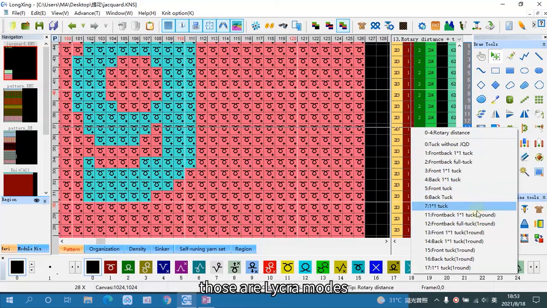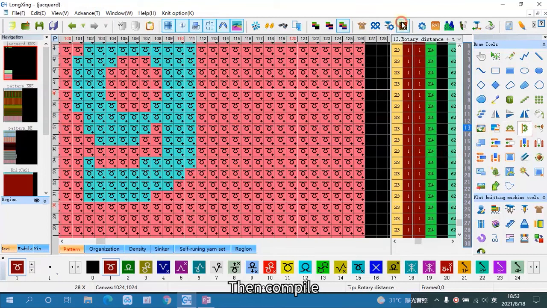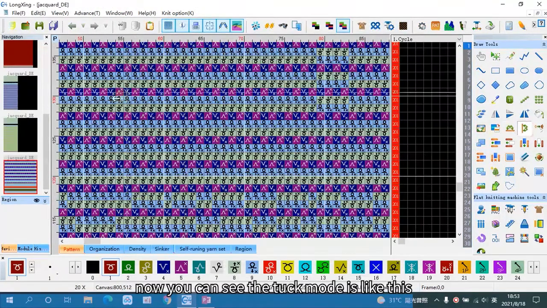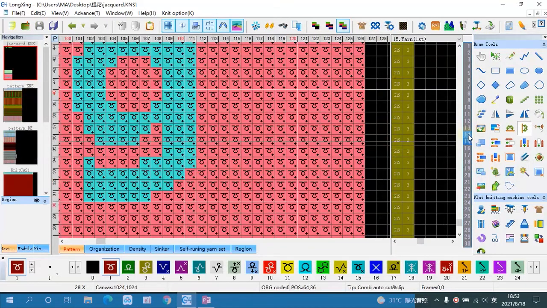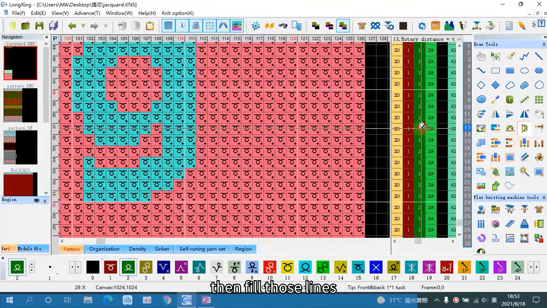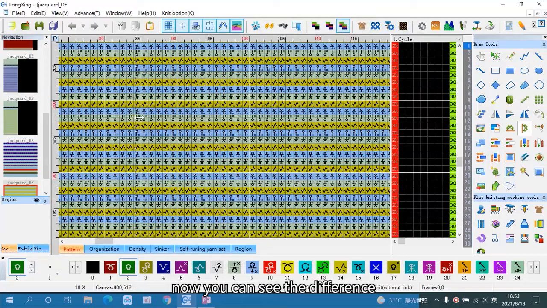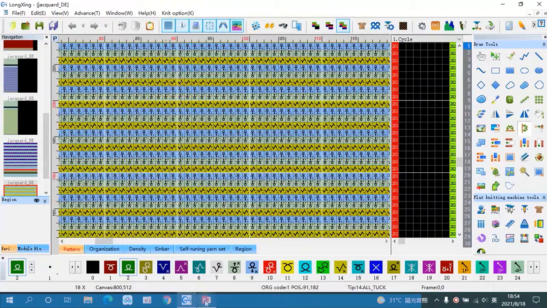Those are Lycra modes. Now if you select front back 1 by 1 tack, then fill those lines, then compile. Now you can see the tack mode is like this. Now if we select front back full tack, then fill those lines. Now you can see the difference. The rest of you can try by yourself.